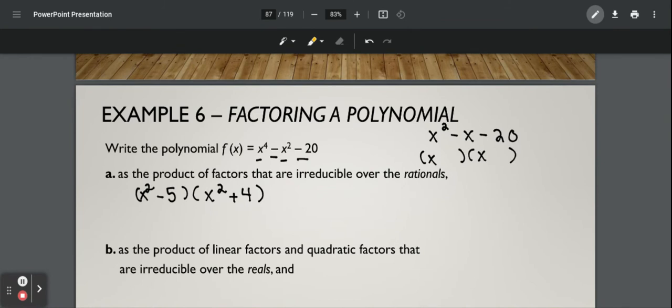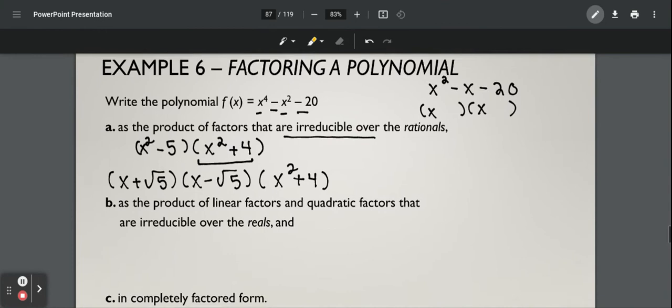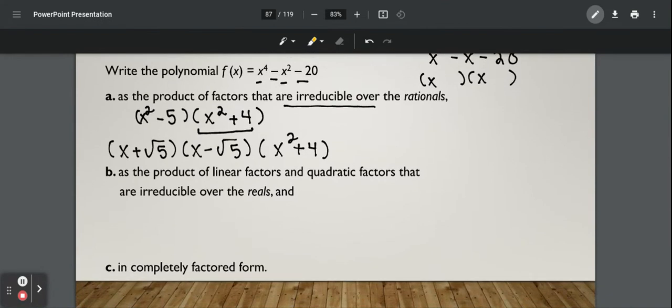And so we still need to be able to factor. Now this factor right here, x squared plus 4, doesn't have any more real zeros. But x squared minus 5, if we factor it as a difference of squares, would factor into x plus root 5 times x minus root 5. And then we'd write times x squared plus 4, as a product of linear factors and quadratic factors that are irreducible over the reals.